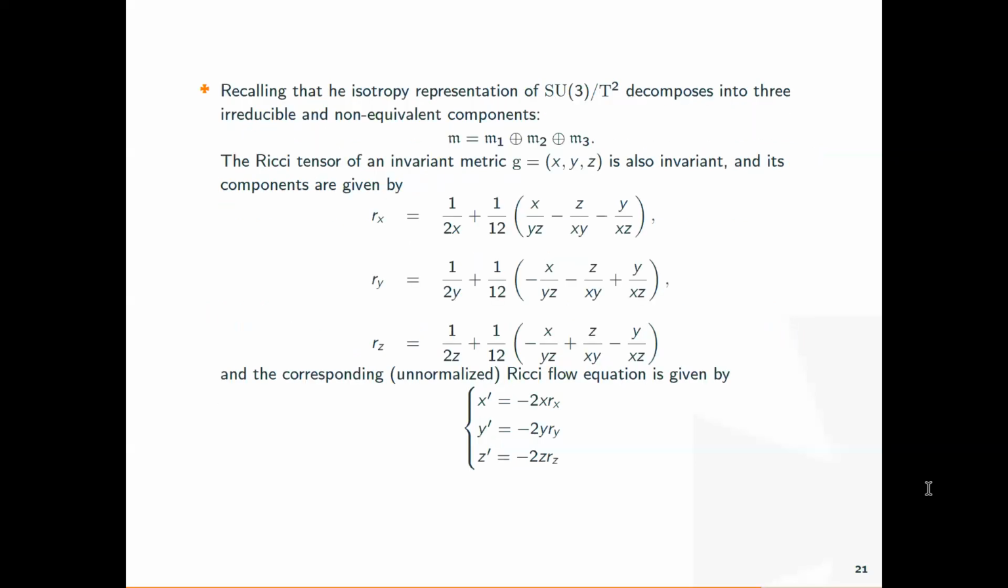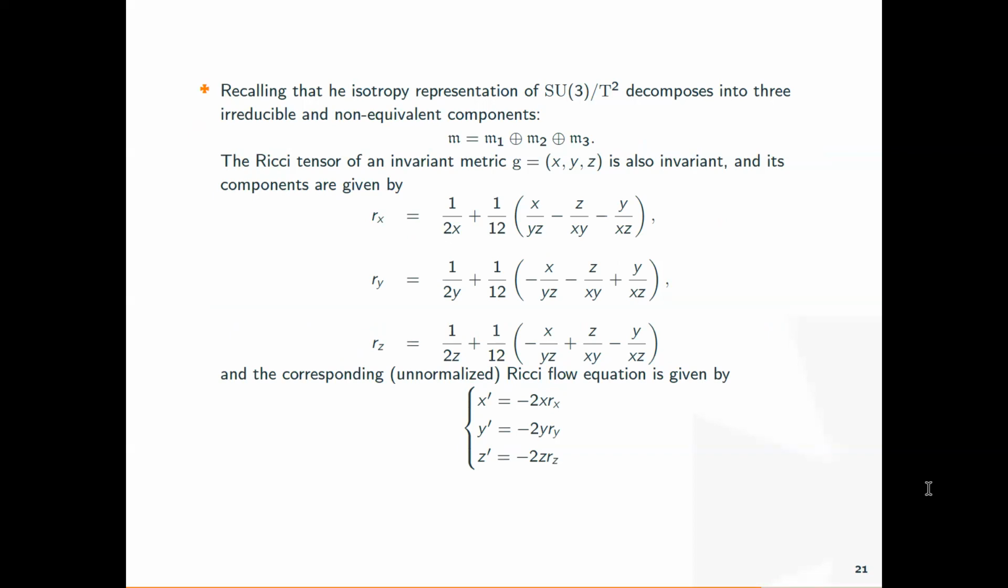I'm just going to skip it, because the point is that, as I said, for our flag manifold the isotropy is reduced to three parameters. We have three invariant subspaces for the isotropy representation. So the metric is described by x, y, and z, and we have three eigenvalues for the Ricci tensor, and we have the equation for the Ricci flow. But we are assuming that x plus y plus z equals 1.